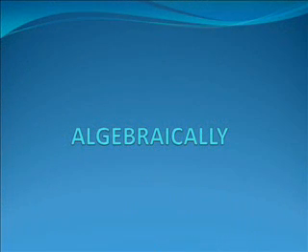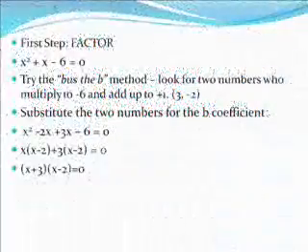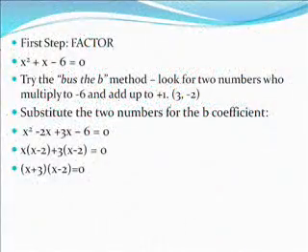Now let's solve it algebraically. The first step in solving this algebraically is that we must determine if we can factor the quadratic equation using the b-to-b method. So we need two numbers that multiply to -6 but add up to +1. And we can find those numbers to be +3 and -2.